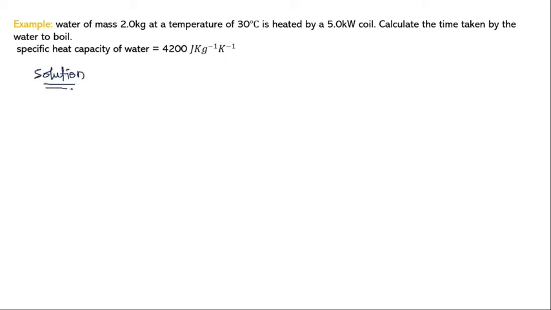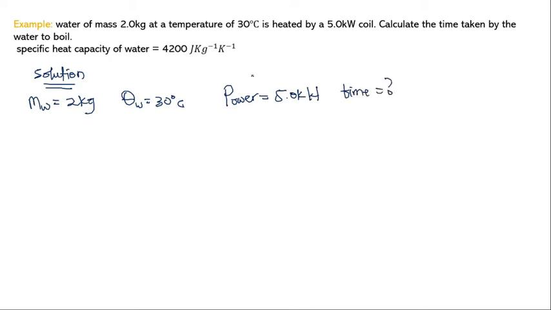So first of all, let's look at the parameters that we have. So we have water of mass, so it means the mass of water is 2 kilograms. The initial temperature of water is 30 degrees Celsius. And it's being heated by a 5 kilowatt coil, so that is the power of the coil. So the power is 5.0 kilowatt. Alright, so we have to calculate the time taken. So the time is unknown, taken by the water to boil. So we have the specific heat capacity of water, CW, to be 4,200 joules per kilogram per Kelvin.